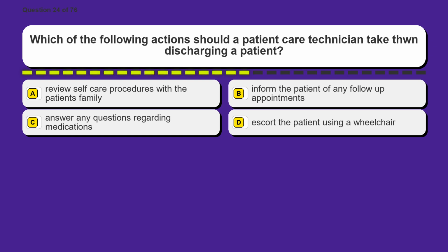Option A, review self-care procedures with the patient's family. Option B, inform the patient of any follow-up appointments. Option C, answer any questions regarding medications. Option D, escort the patient using a wheelchair.